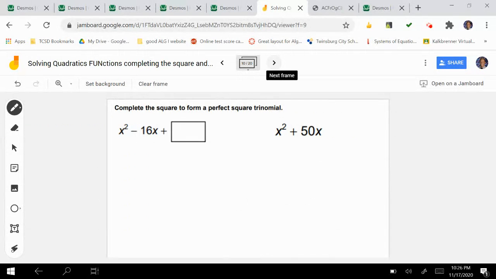Complete the square to form a perfect square trinomial. How do I do that? Here's my a value, which is 1. My b value is negative 16. And my c value, I don't know. That's my Mario coin box right now.